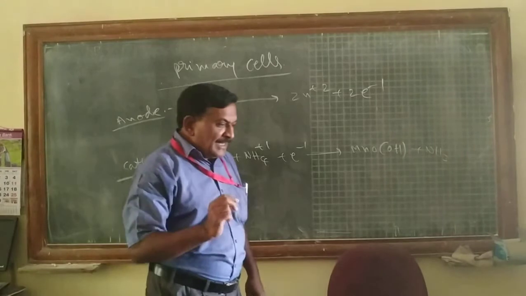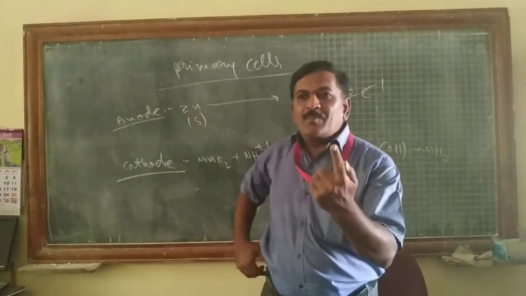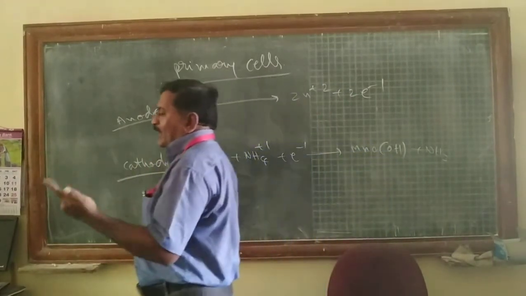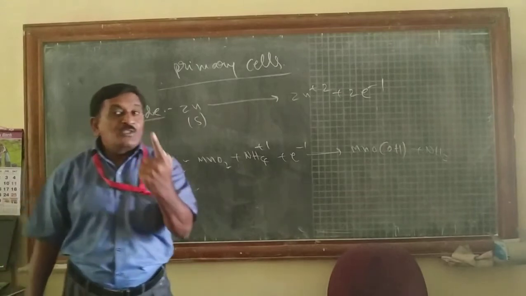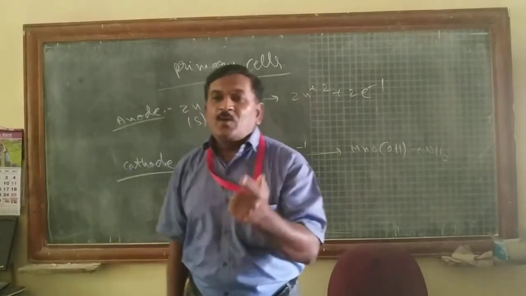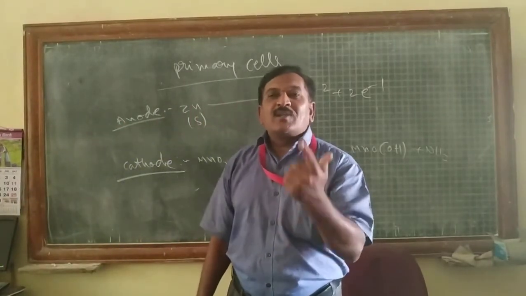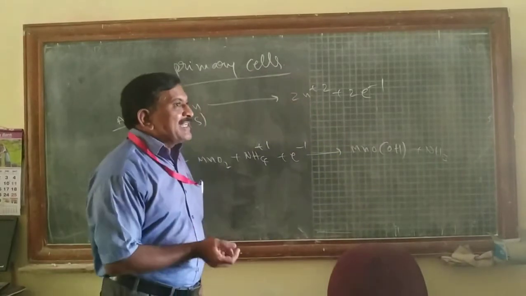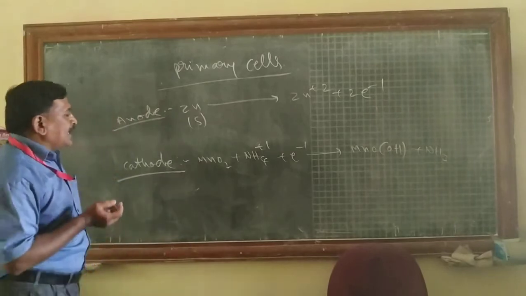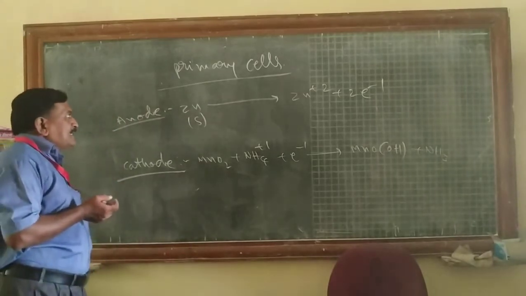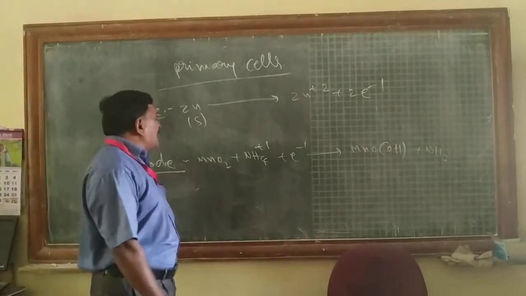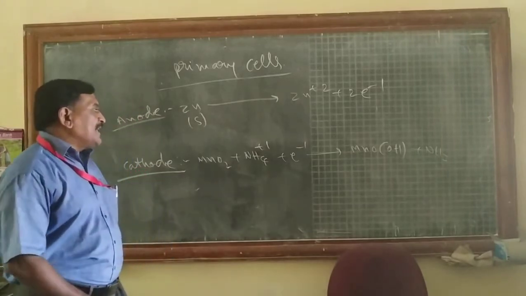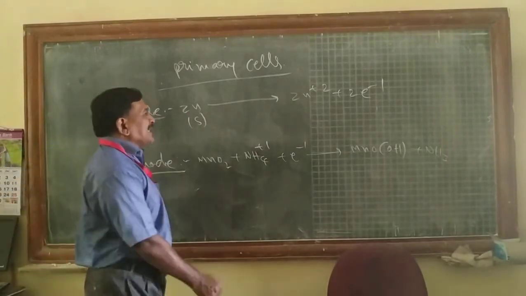So usually any of the primary cells, be it a Lipo cell, Everyday cell or Chain Goods cell, will be used for torches as well as wall clocks. So those cells will be called primary cells. The primary cells are made up of zinc and manganese. The zinc rod will be used as the anode, and the cathode uses ammonium ions as well as manganese dioxide.